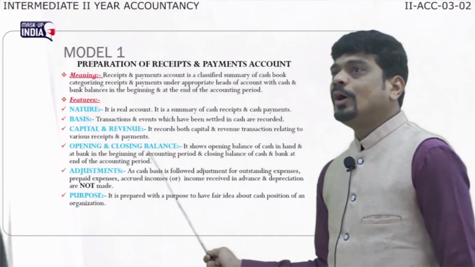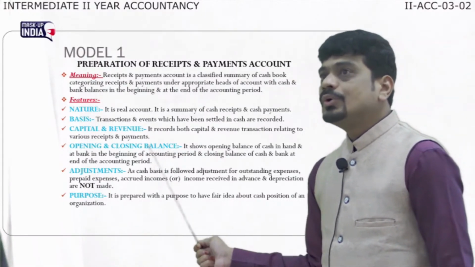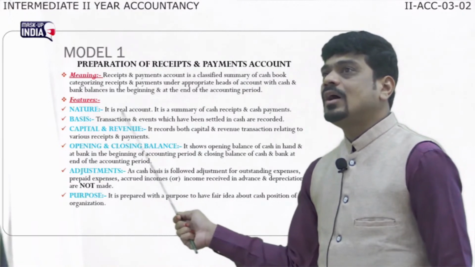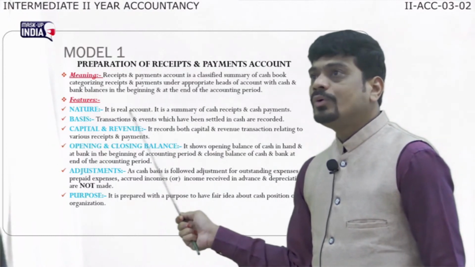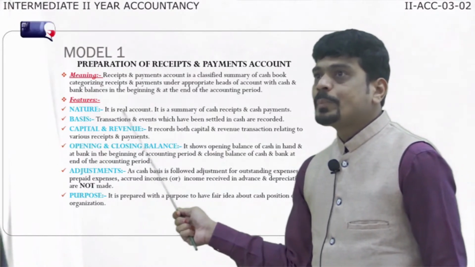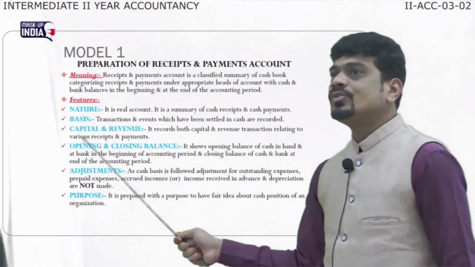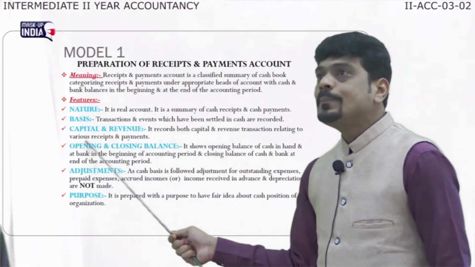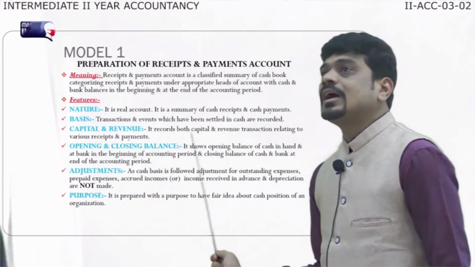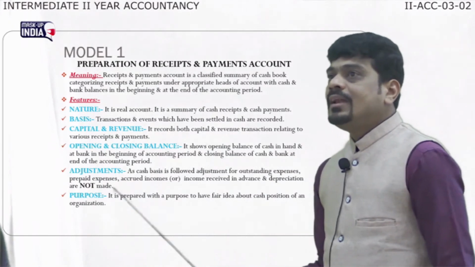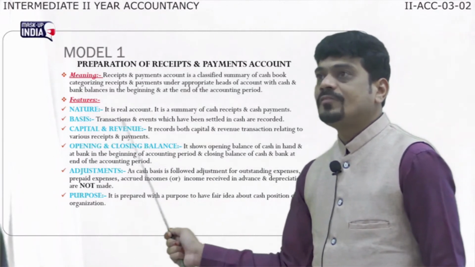Then the most important point is, how about the opening and closing balance? You know, when I say that receipts and payments account is a real account, we know the rule of real account, that the real account always shows a debit balance. So if there is any opening balance of cash or bank, it comes on the debit side, while the closing balance comes on the credit side. And then about adjustments. As I told you, we follow which basis? Cash basis of accounting.